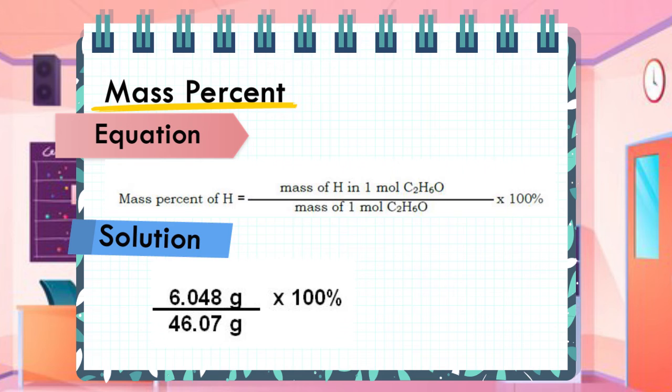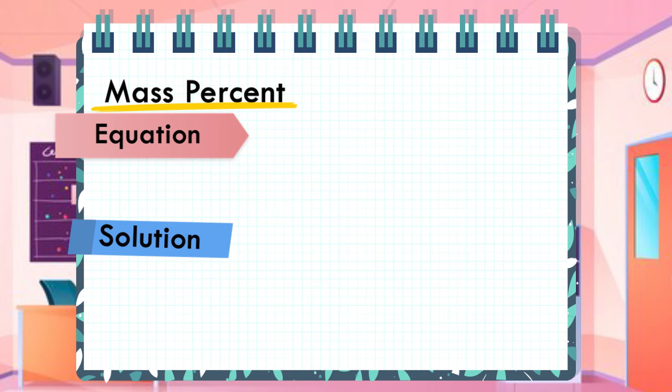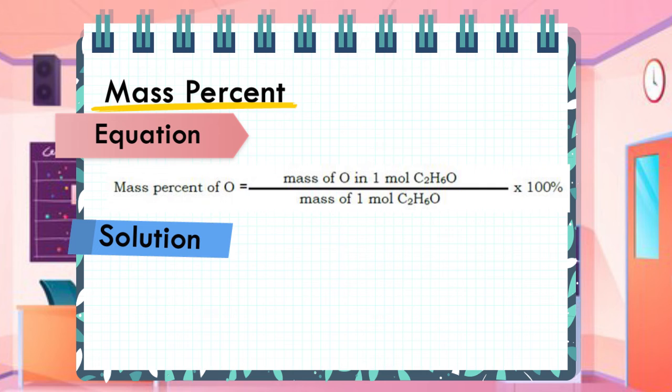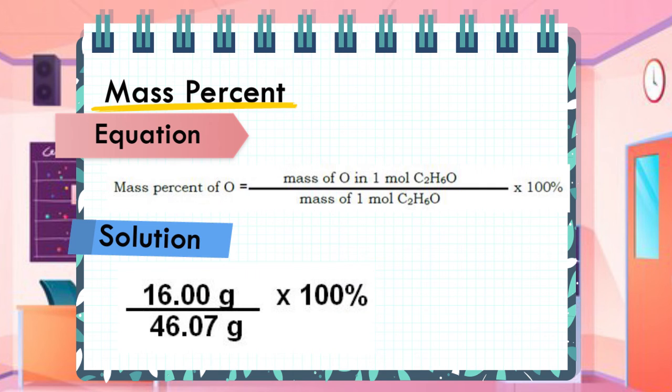We're going to use the same concept to get the mass percent of hydrogen. 6.048 grams divided by 46.07 grams times 100% is equals to 13.13%. Same goes with oxygen. 16 grams divided by 46.07 grams times 100% is equals to 34.73%.